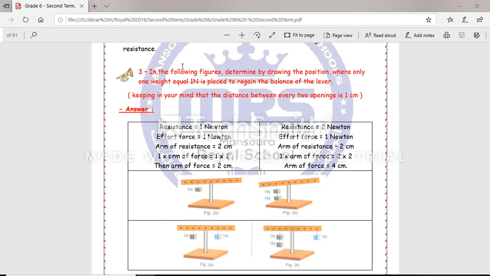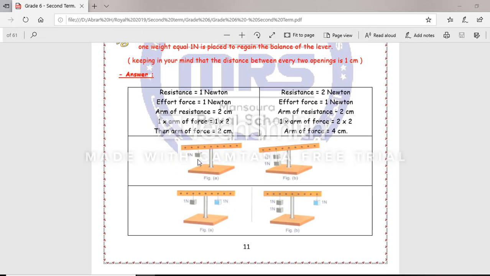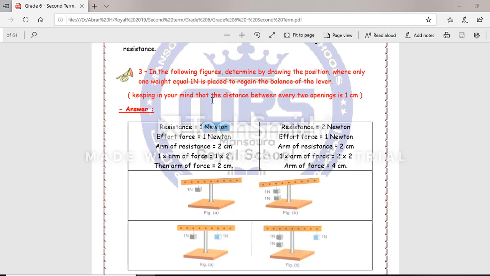Example number 3. In the following figures, determine by drawing the position where only one weight equal to 1 Newton is placed to regain the balance of the lever. Keep in mind that the distance between every two openings is 1 centimeter. I have here resistance equal to 1 Newton. Effort force equals 1 Newton also. The arm of resistance is 2 centimeters and he wants to know the arm of effort force. So 2 multiplied by 1 divided by 1 equals 2 centimeters.